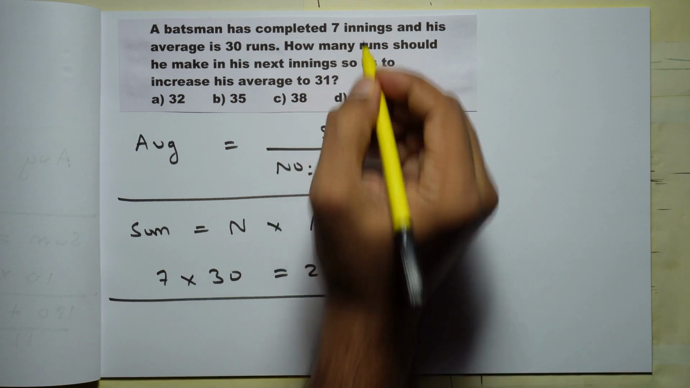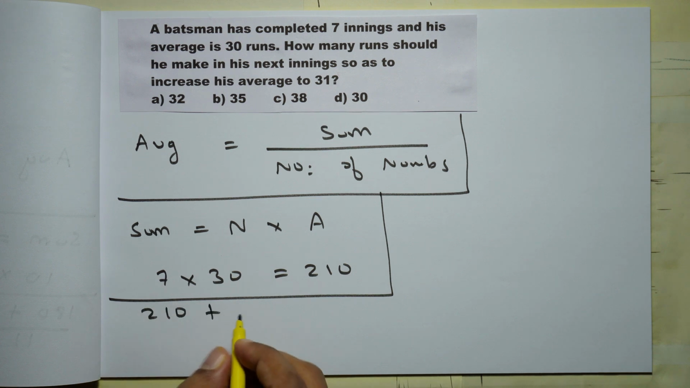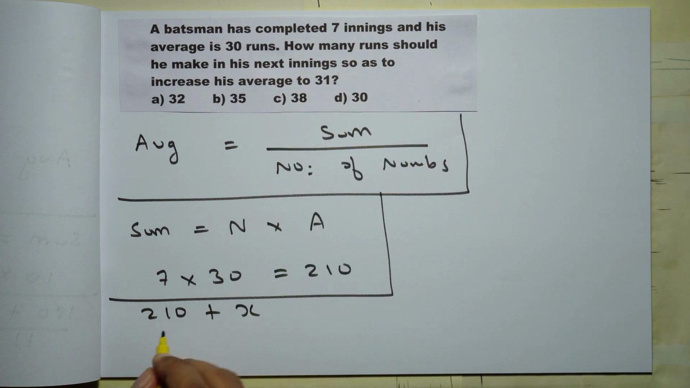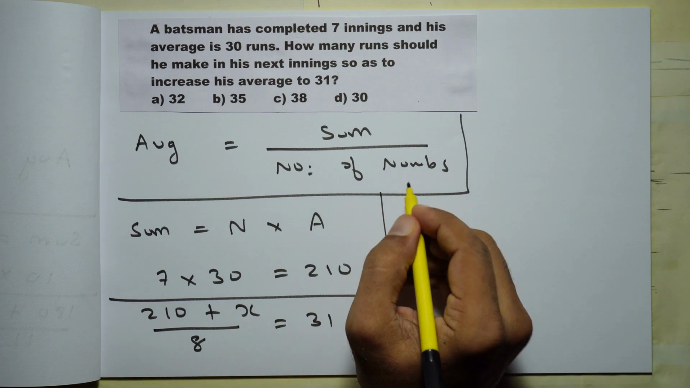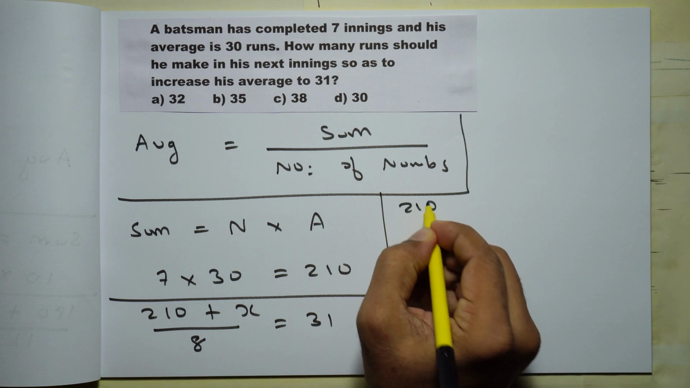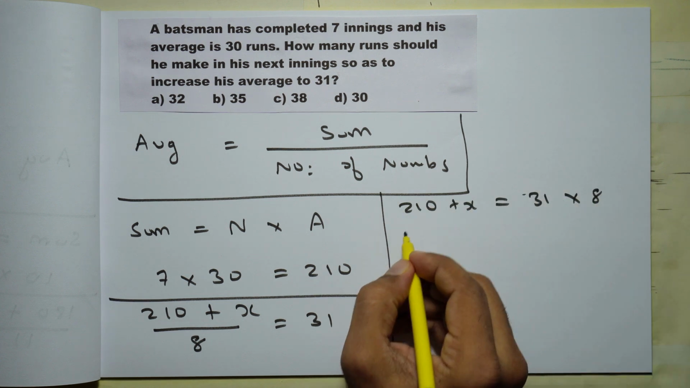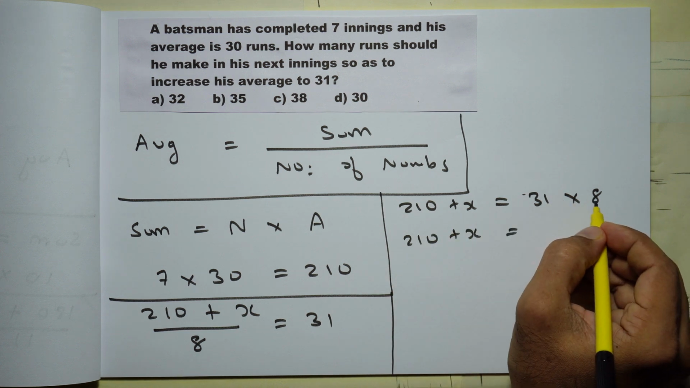In the first 7 innings, he has made altogether 210. Now we will assume that he makes X runs in his next innings, that is the 8th innings. So total runs divided by number of innings, which is 8, and this average should be 31. So we'll just solve and calculate the value of X. So 210 plus X is equal to 31 into 8.